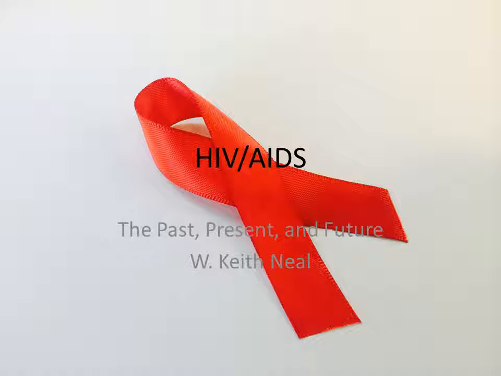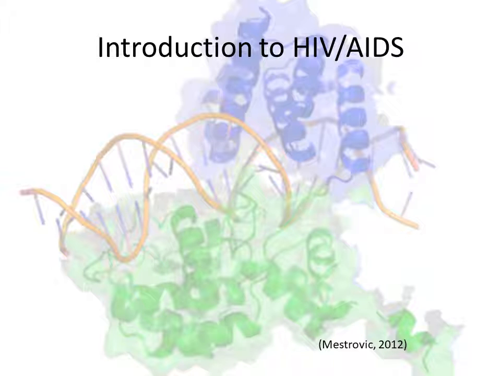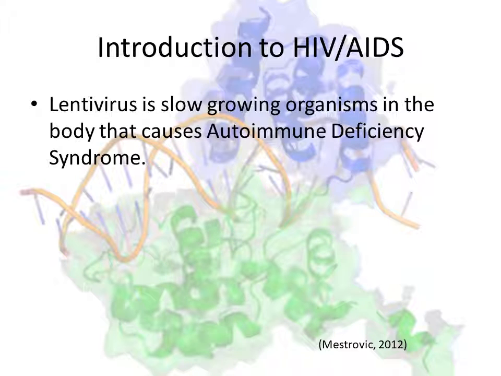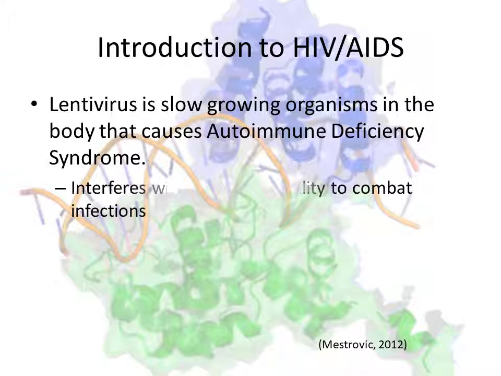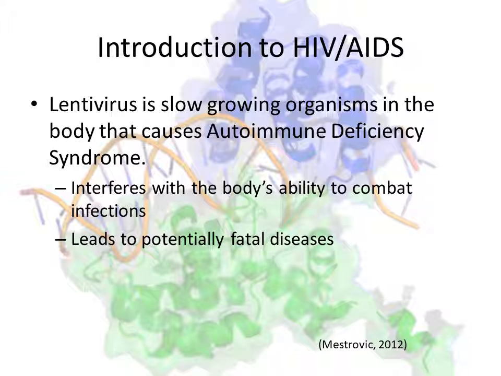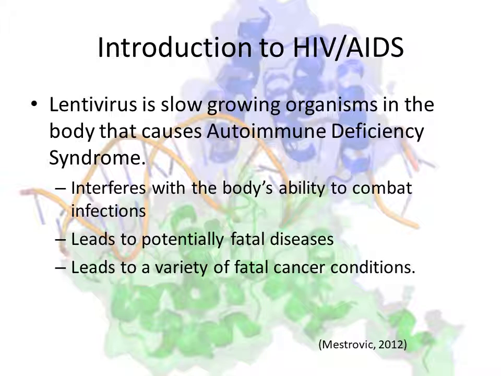We'll be talking about HIV and AIDS, the past, present, and future. So let's briefly talk about the lentivirus. In other words, these viruses are slow-growing living organisms in the body which eventually cause acquired immune deficiency syndrome, which interferes with or inhibits the body's natural ability to combat infections. When this happens, this leads to various forms of diseases as well as various different types of cancer.